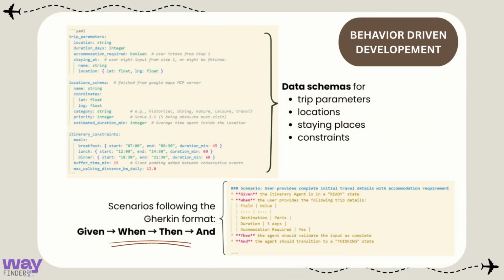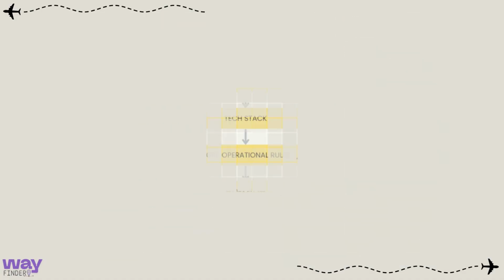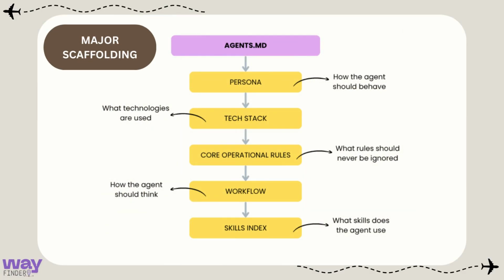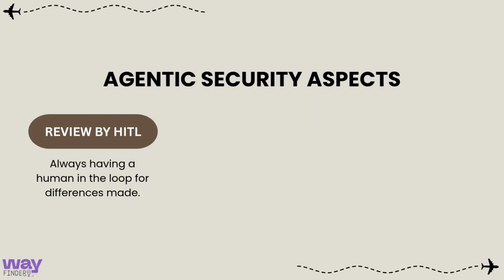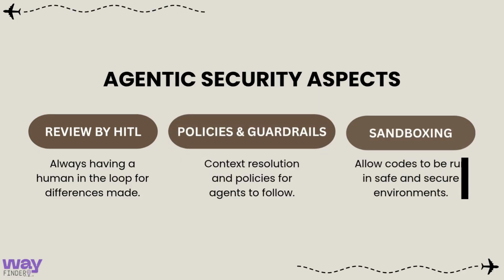Our harness consists of agent specifications in a BDD, or behavior-driven development, format .md file, major scaffolding defined through the agents.md file, specialized agent skills (stay, generate, refine), and a mock MCP server to ensure deterministic, non-hallucinated data for cities like Paris and Lyon. We also implement a few security aspects, including policy definitions and enabling sandboxes, which we will cover in the later part of this video.